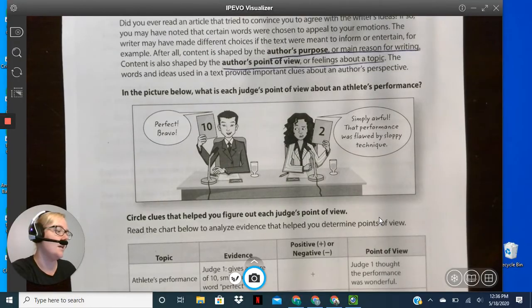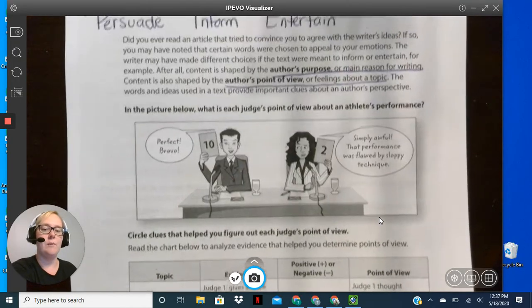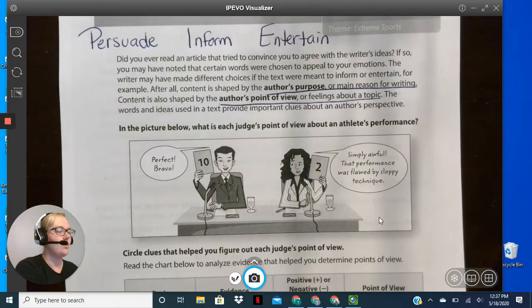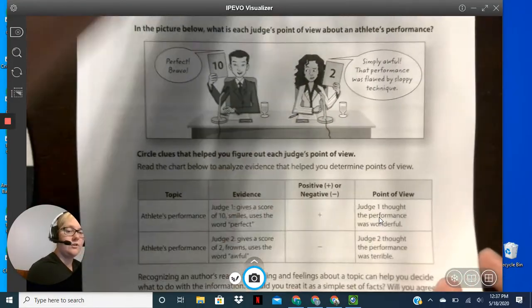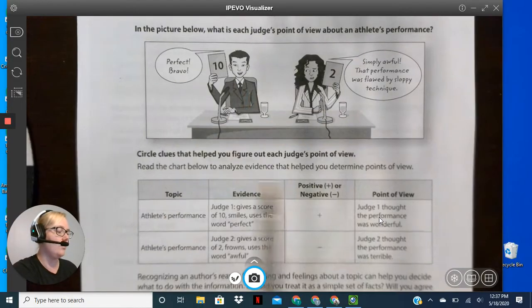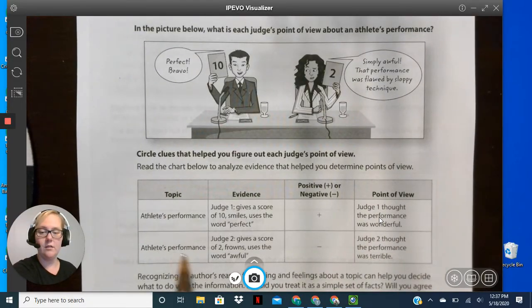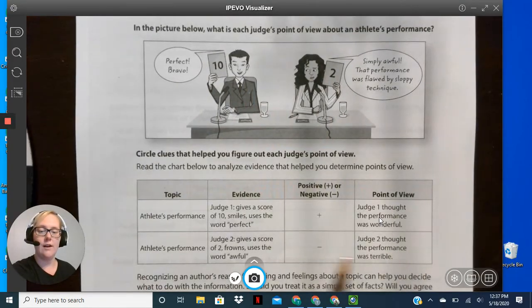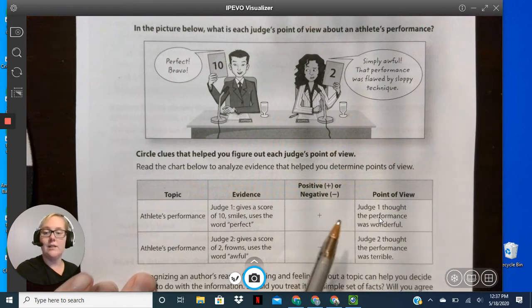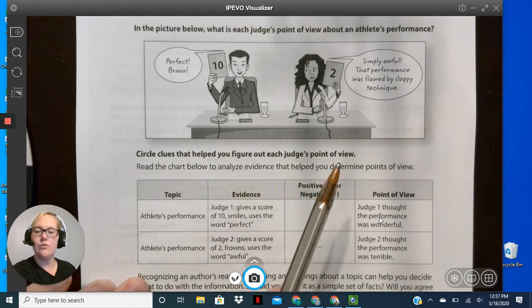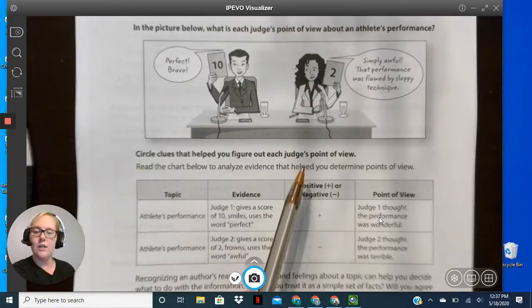So we're going to practice with point of view for just a moment. And I have a graphic organizer, and I wanted to remind you that you could also use this graphic organizer as a strategy when you do your weekly strategies and you're coming up with your own strategy. You could use this graphic organizer. Okay. So Judge 1, there's some athlete, and I just want to tell you our theme for this whole thing is extreme sports. So these are two judges for a sporting competition.